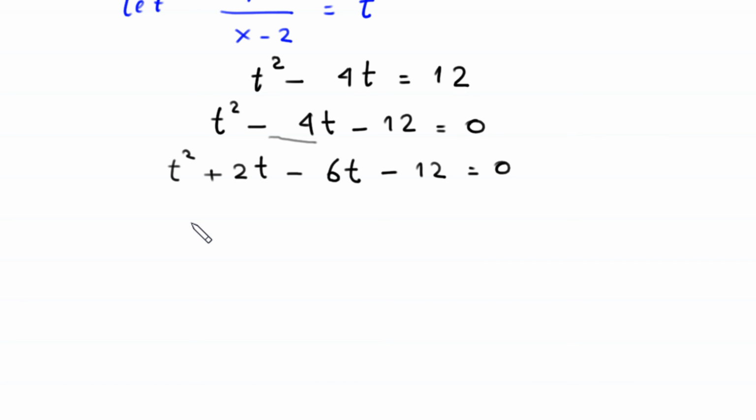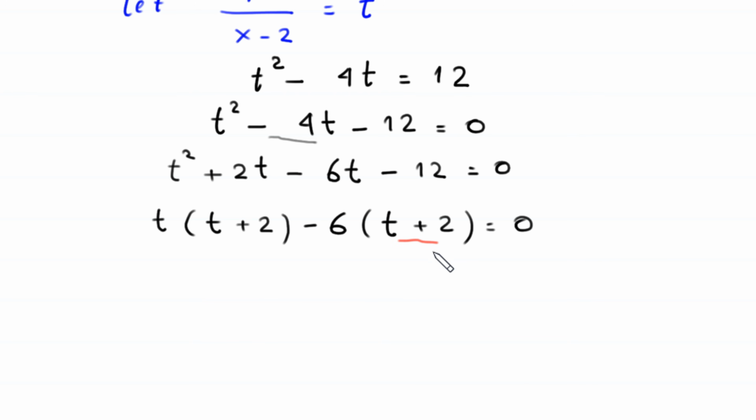From these two terms we can factor out t. In bracket left t plus 2, and from these two terms we can factor out negative 6. In bracket left t plus 2 equal to 0. This t + 2 is a common factor, so we factor out this t + 2, and in bracket left t - 6 equal to 0.